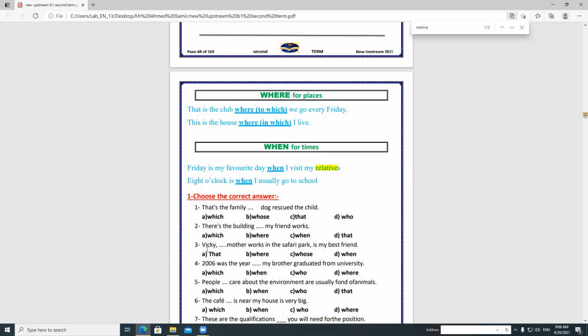Okay, here, Vicky blank mother works in the safari park is my best friend. So I gave information here about the first sentence. Okay, so let's check the meaning here. Think and try to solve. The answer will be whose. Vicky, whose mother works in the safari park. So I'm talking about Vicky, whose mother works in the safari park is my best friend. So here it's not possession, but it's relating to someone, and we said that we can use whose in this case.